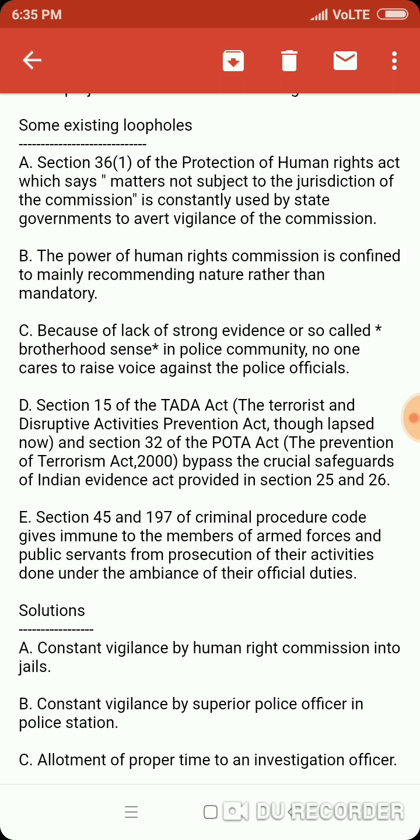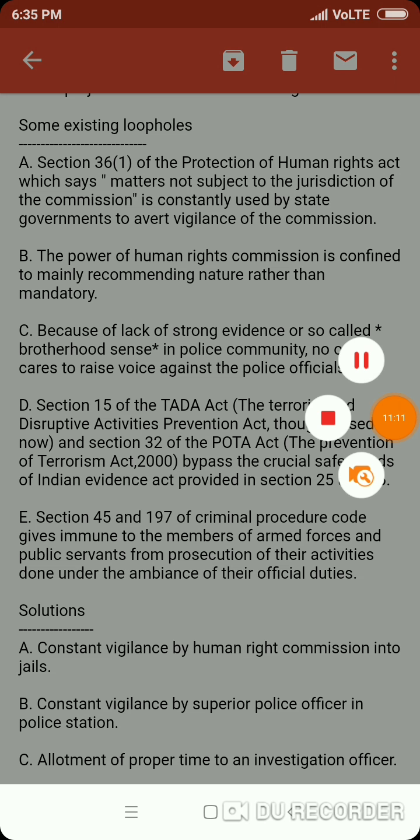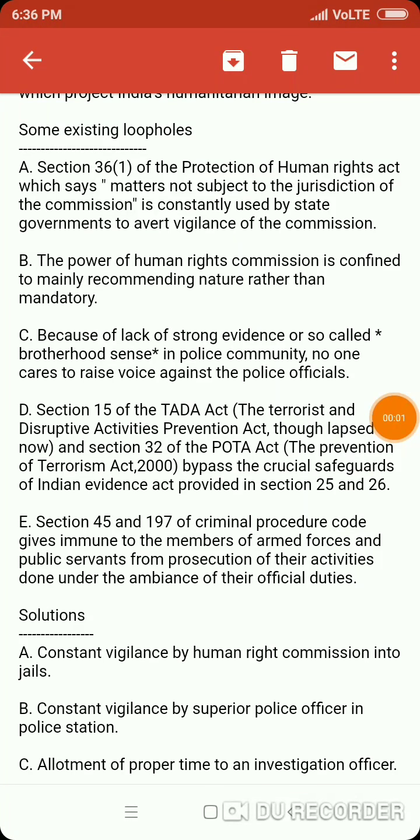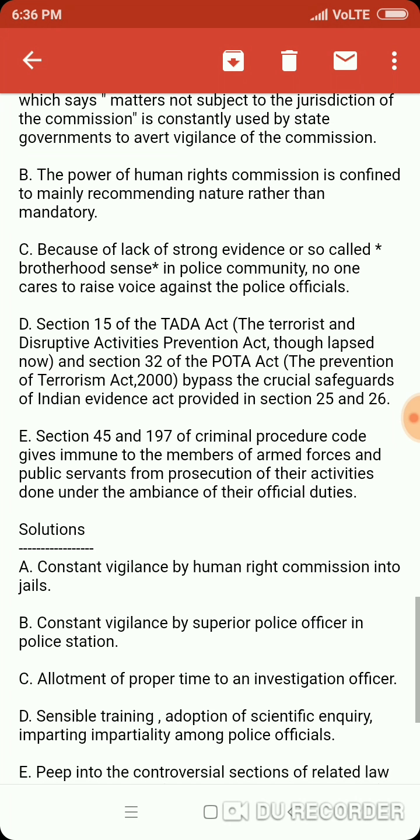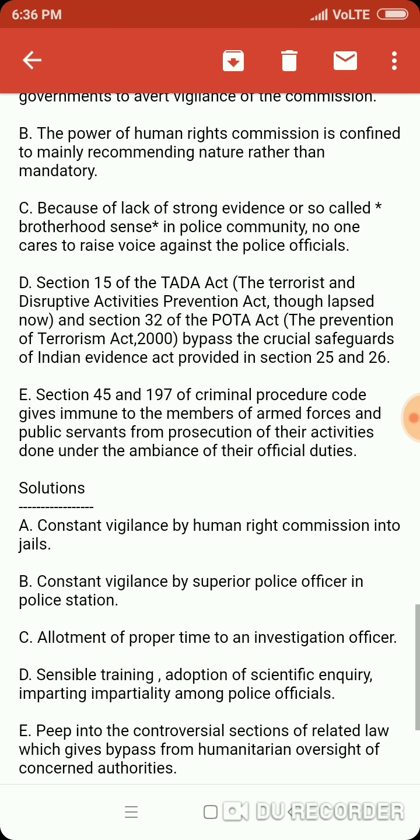But there are some existing loopholes. What are the loopholes? There are some linguistic loopholes, like Section 36 of the Protection of Human Rights Act, which says matters not subject to the jurisdiction of the Commission. State governments often use this clause to bypass the vigilance of the National Human Rights Commission. The power of the Human Rights Commission is confined only to a recommendatory nature.